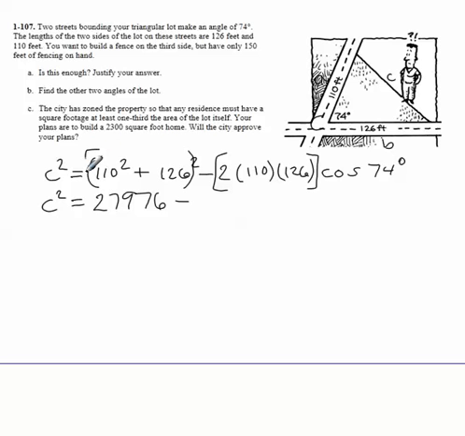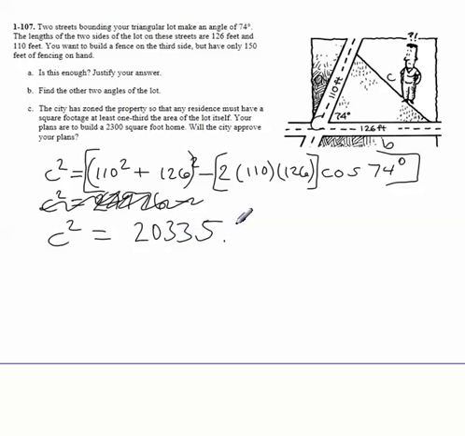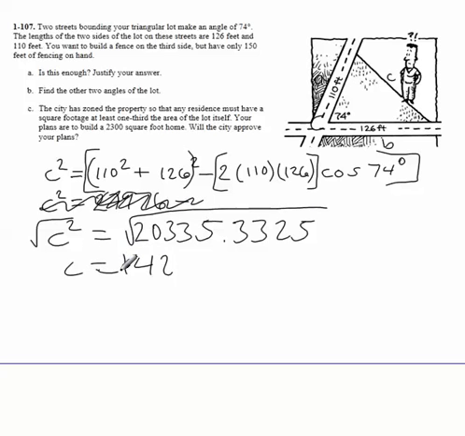Actually, in this case, all of this can be typed directly into a calculator all at once, and you'd come up with the final result. You could do this in pieces, which is what I was about to do, but it can be even faster if we just go directly to put all of that in there, and we end up with 20335.3325. And when square rooting both sides to find the value of C, we find 142.6 when rounded to one decimal place, and that is in feet. So we do have enough fencing.